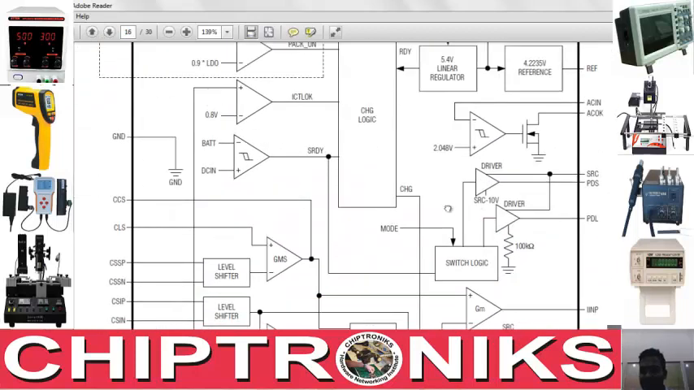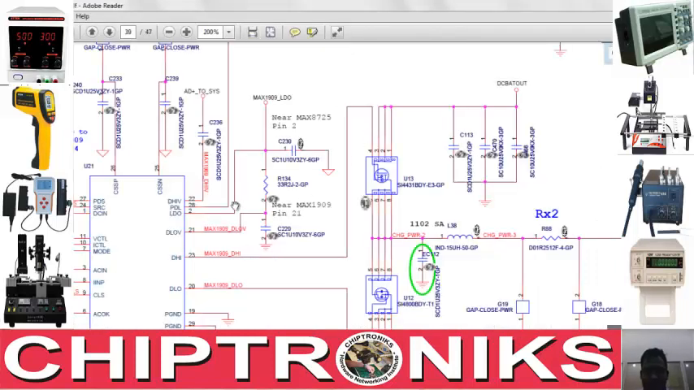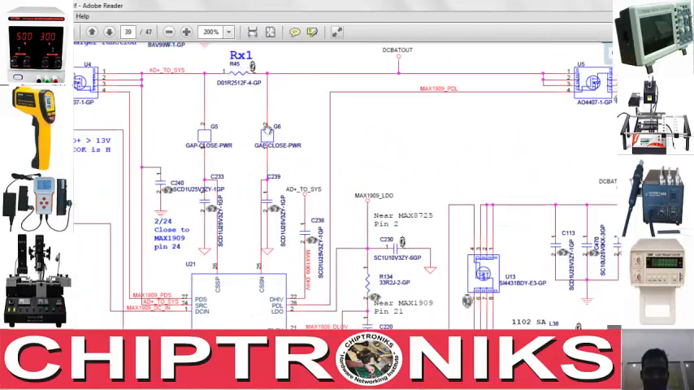IINP, you see IINP, the input is connected. CSSP and CSSN, you can see in the schematic. CSSP is connected to the input side.